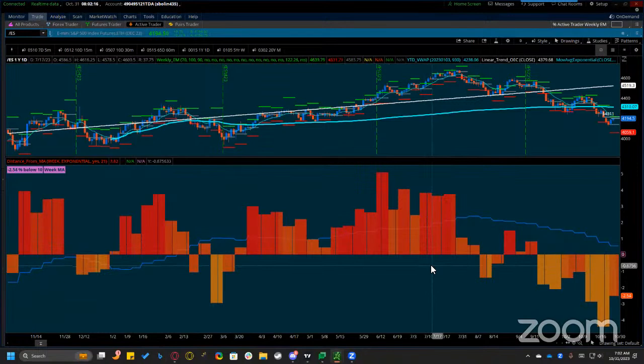We're 2.5% away from the 10-week moving average. We are coming back towards it, but we got below 4%, right? We were more than 4% away from the 10-week moving average. So sure, we're working our way back towards it, but we still got a long ways to go.